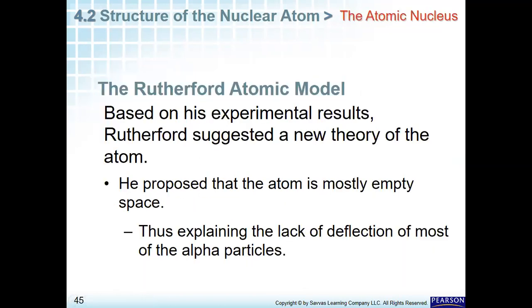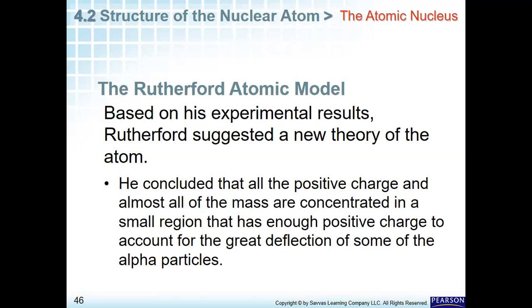Rutherford's atomic model was based on this gold foil experiment, and he suggested a new theory for the atom. Number one, he proposed that the atom is mostly empty space, explaining the lack of deflection of most alpha particles, which penetrate through without any deflection. Number two, he concluded that all the positive charge and almost all of the mass of the atom are concentrated in a small region in the center, called the nucleus.